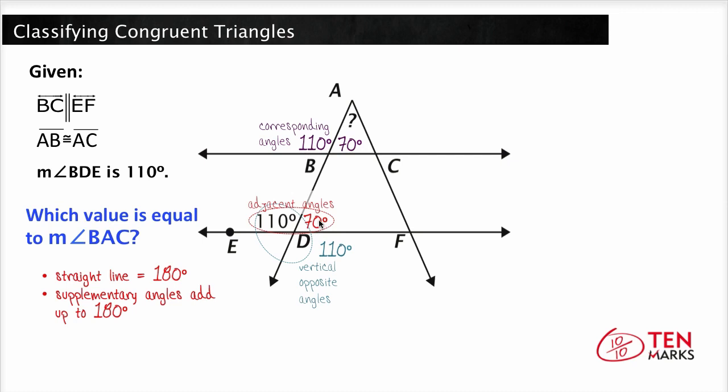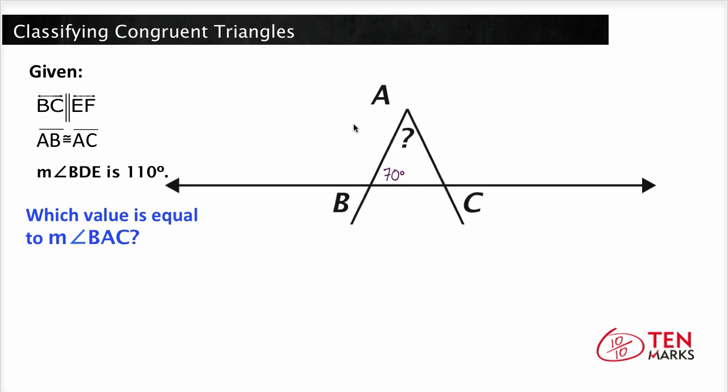Now, we're going to zoom in on this small triangle ABC to try to figure out the measure of this mystery angle BAC. Looking at this triangle, we're told that line AB is congruent to line AC. If two sides of a triangle are equal, then this is called an isosceles triangle. So since this is an isosceles triangle, that also means that angle ABC is congruent to angle ACB. So the measure of angle ACB is also 70 degrees.